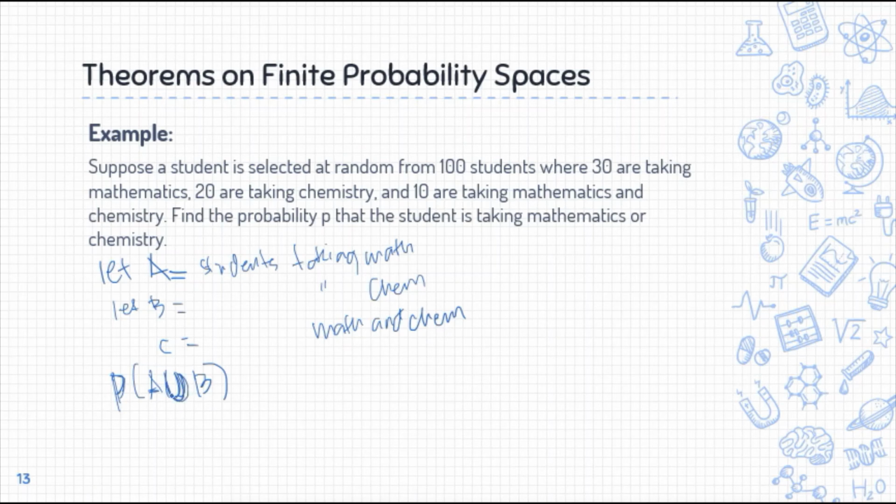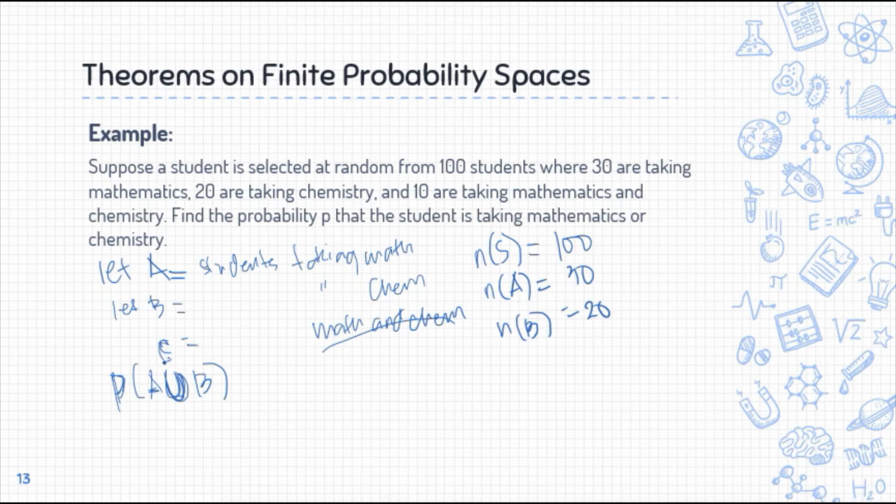Again, as in my first lecture video, union is like "or", and intersection is like "and". Since we are finding math or chemistry, this is actually the union of two events, A and B. Now, since we have a sample space, n(S) is equal to 100. n(A) is how many? 30. n(B) is 20, and for math and chemistry, this is actually not event C.